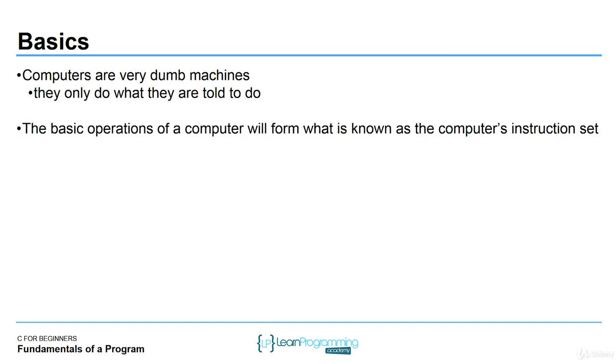The basic operations of a computer form what is known as the computer's instruction set. If you think about an instruction set, it's just how the computer is going to do something. So we need to tell this computer how to do it, and we do it in the form of a program. At an even lower level, each computer has an instruction set, which is basically the instructions on the CPU, the processor of the computer.